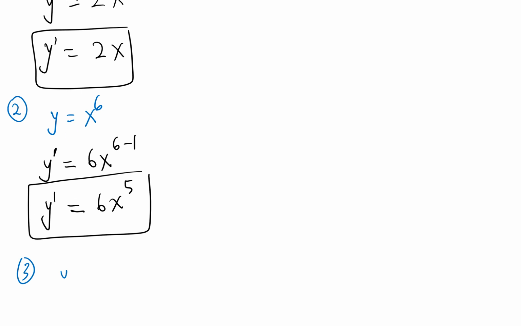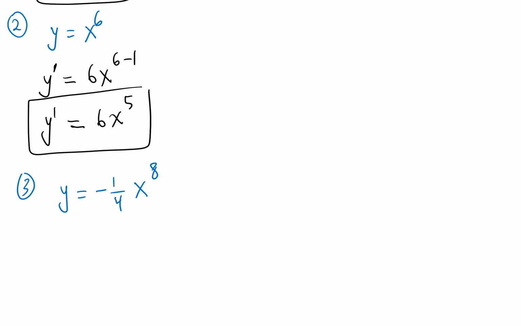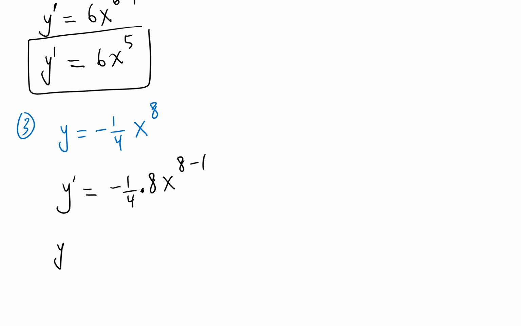How about if we throw a number in the front, say -1/4 x to the 8th power? What would be y prime? You may share your answer on the chat. Already he got the answer, Tycho. Okay, assume everyone tried. So -1/4, bring the 8 down, multiply it by that and subtract 1 from the exponent. So y prime equals -1/4 times 8, so that's -2x to the 7th.